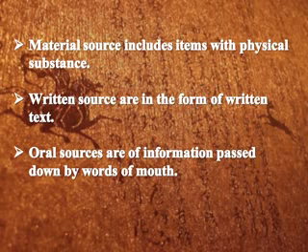Written sources are in the form of written text. Yes, written sources come under the category of literary source or lettered, meaning using alphabet letters which are in the form of written material. These sources can also be seen and touched, that is, they are tangible, but can also be read if you know the language and script written. Example biographies, documents, etc. Oral sources are information passed down by words of mouth.